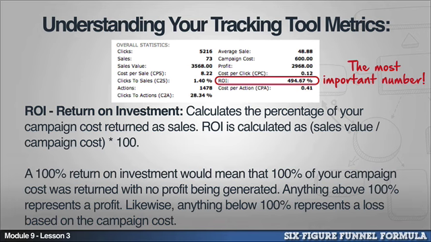Let me show you how this works. A 100% return on investment would mean that 100% of your campaign cost was returned to you and there was no profit generated, meaning that the campaign cost, let's say, was $600 and the sales value was $600. That would be a 100% return on investment. That means 100% of your investment was returned to you, but there's no profit. Anything above 100% ROI represents a profit, and anything below 100% represents a loss based on the campaign cost.